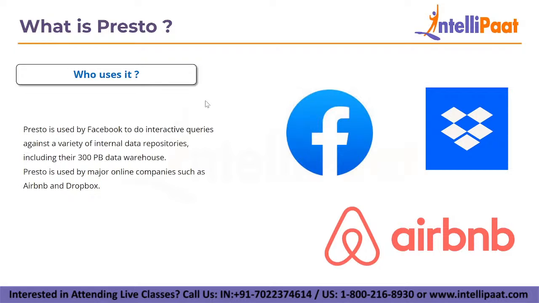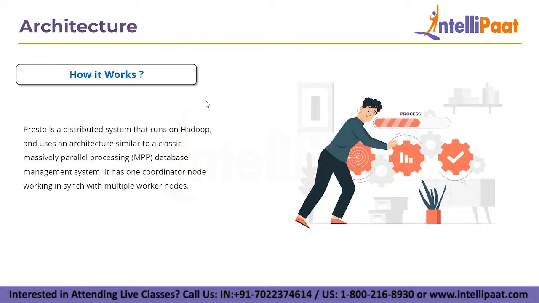Now, let's discuss the architecture of PrestoDB. So, how it works. Presto is basically a distributed system that runs on Hadoop and uses an architecture similar to a massively parallel processing, MPP, database management system. It has one coordinator node working in sync with multiple worker nodes. Users submit their SQL query to the coordinator, which uses a custom query and execution engine to parse, plan, and schedule a distributed query plan across the worker nodes.